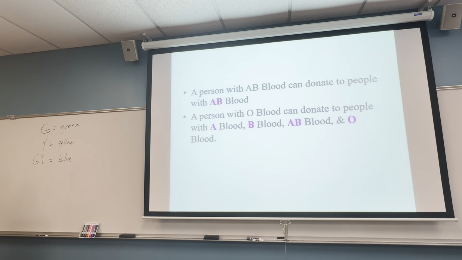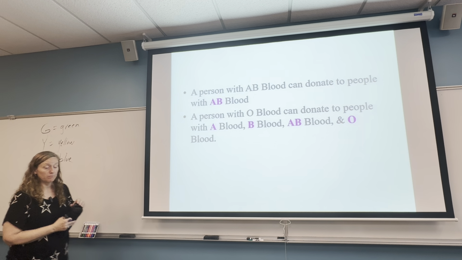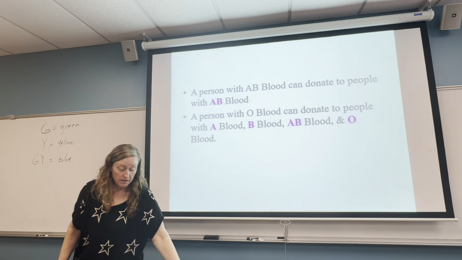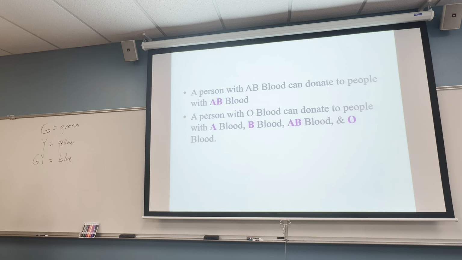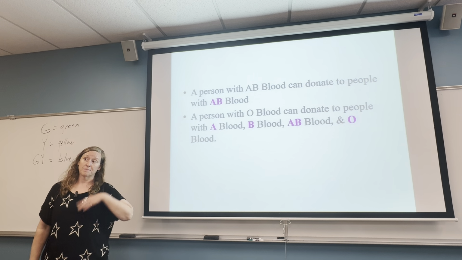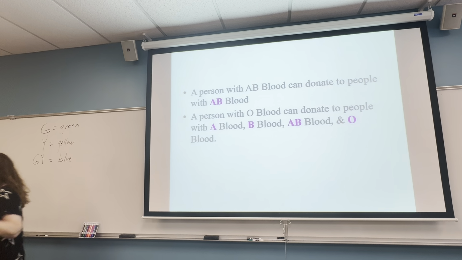A person with AB blood type can only donate to AB blood type. If they gave to a person with A blood type, the B that they have would cause the person getting the AB blood to have an immune response because they're like, I don't know what this B is. I've never seen this. Let's attack it. Same thing with B blood type. B blood type cannot get from AB blood either. AB can only give to AB.